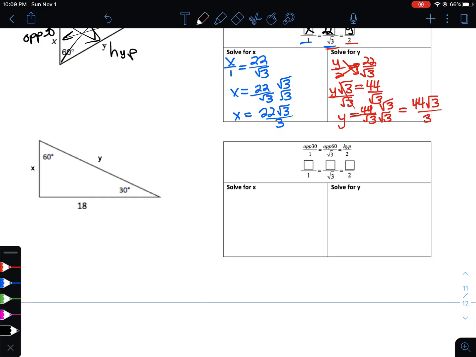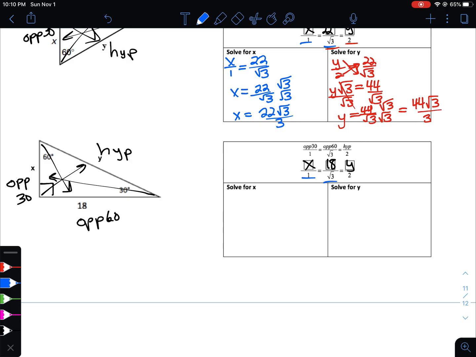All right, very last one. This will be it for today. So we've got our side, which is opposite our right angle. Our hypotenuse is y. Our side opposite our 30-degree angle is going to be x. And our side opposite our 60-degree angle is equal to 18. So filling those into our proportion, opposite the 30 was x, opposite the 60 was 18, and our hypotenuse was y.